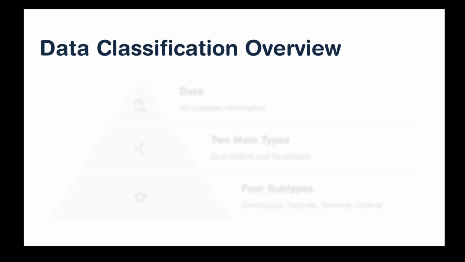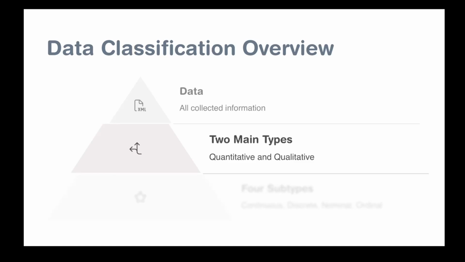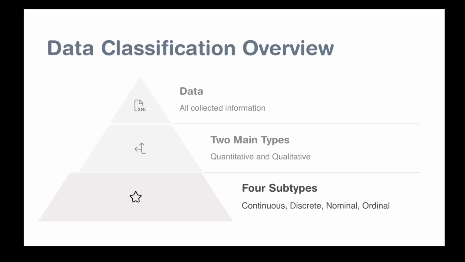So if you want to classify data, once we collect all the data, we can divide it into two sections majorly: qualitative and quantitative. I'll give you examples later in the lecture. Then we can subdivide it into continuous, discrete, nominal, and ordinal data types.